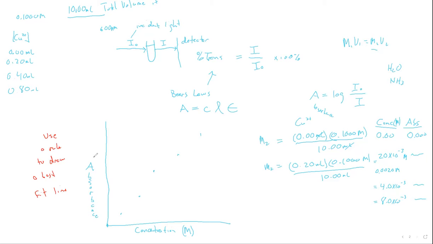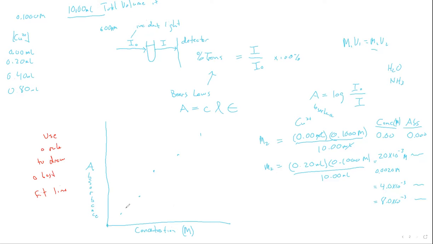You're going to pick your units appropriately. I think the units are already picked for your absorbance. The concentration is not too hard to figure out. I'll help you figure those out. And then you're going to take a ruler to make a best fit line. Now the best fit line does not necessarily have to go through any of your data points. It doesn't have to go through any of them, but it must represent them.